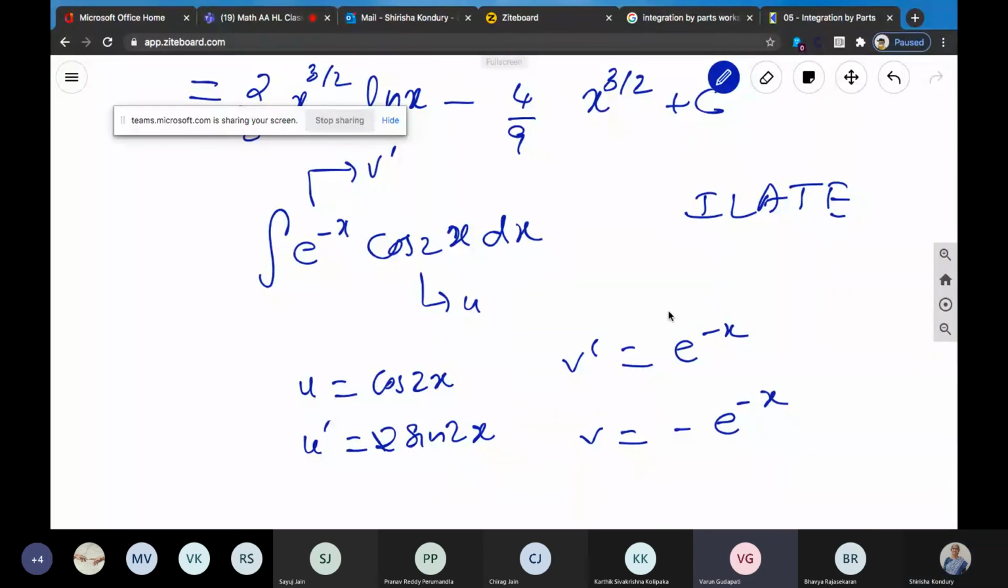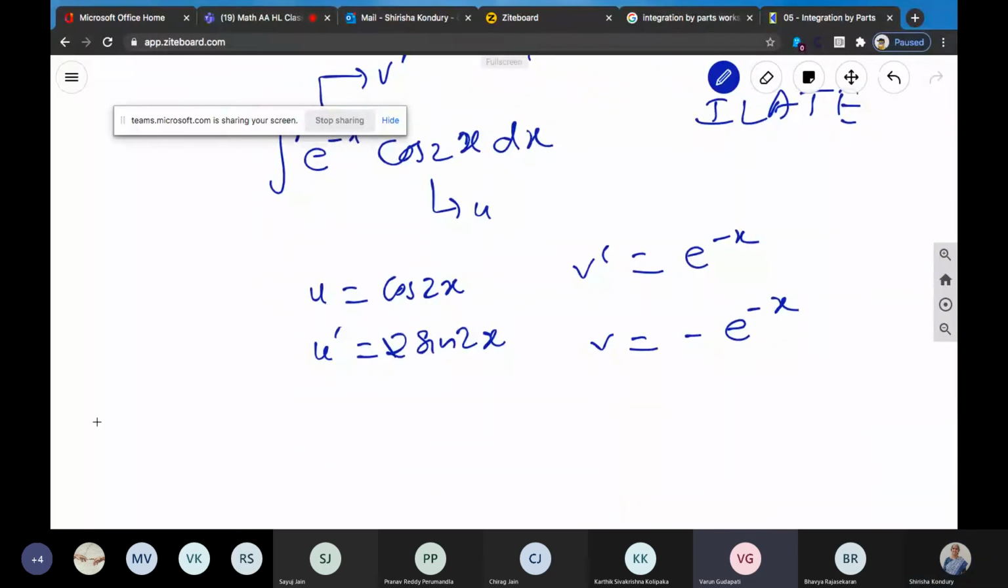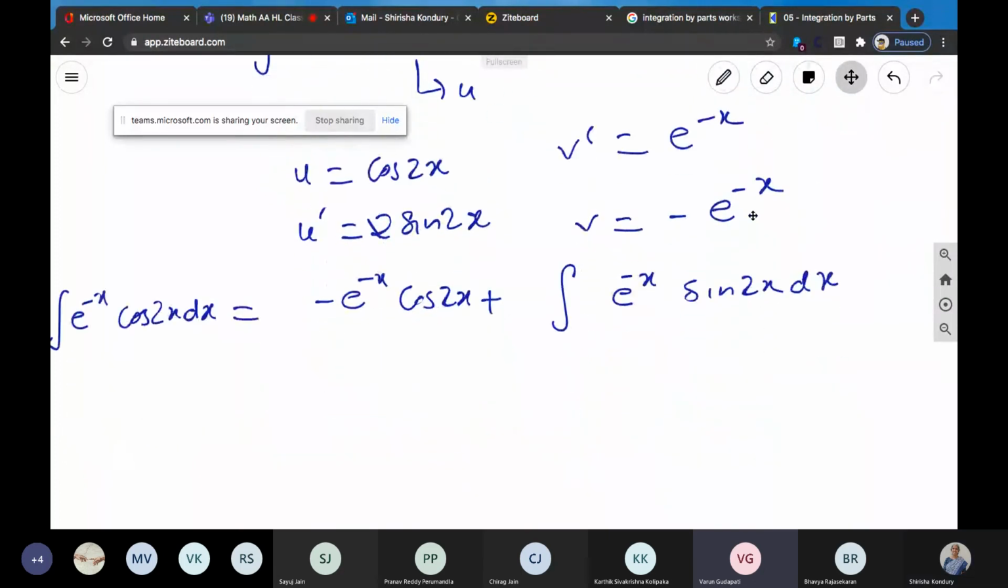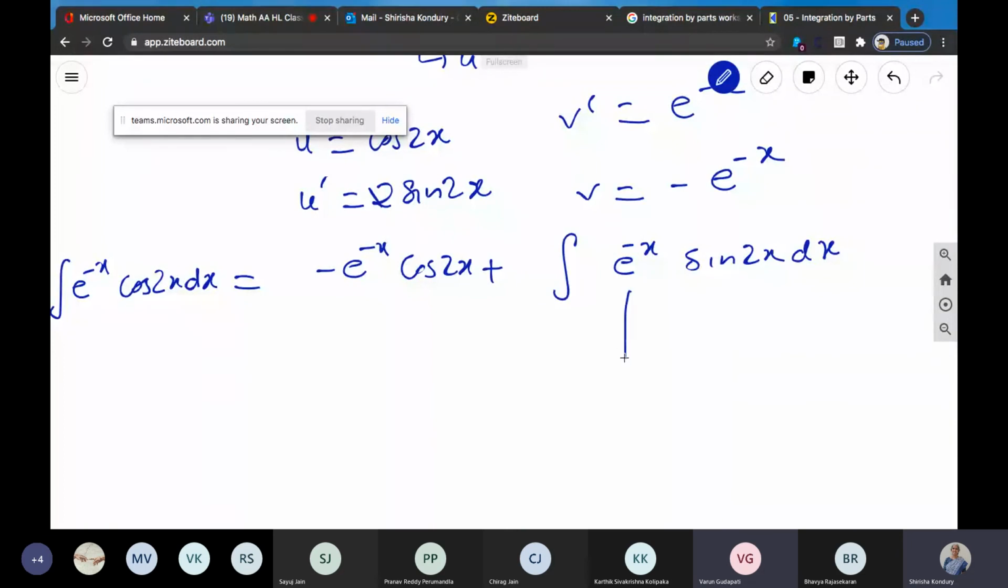Okay, great. Then we just take the formula, right? uv minus integral of u dash into v. Then you have to integrate the e power minus x into sine 2x. Yes, so I still have one more integration by parts now, because this is still a product, isn't it?